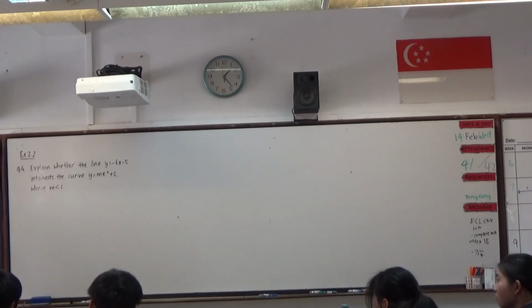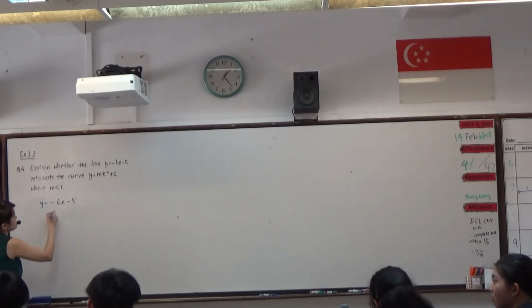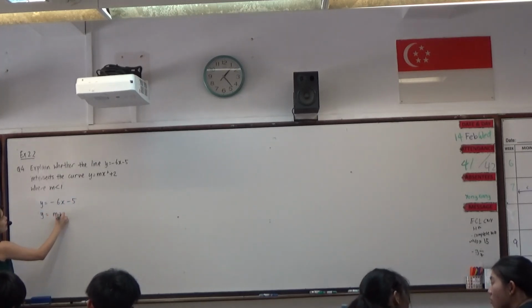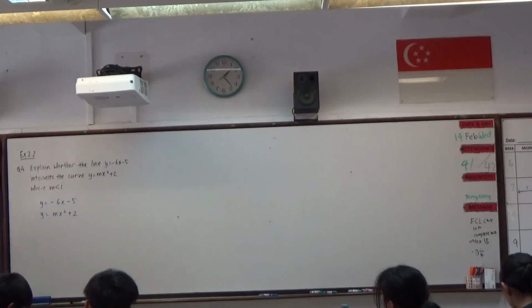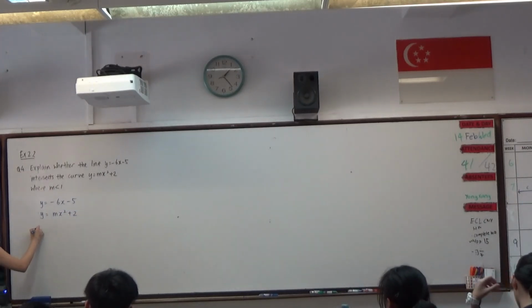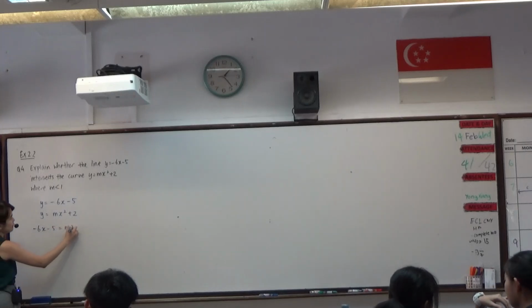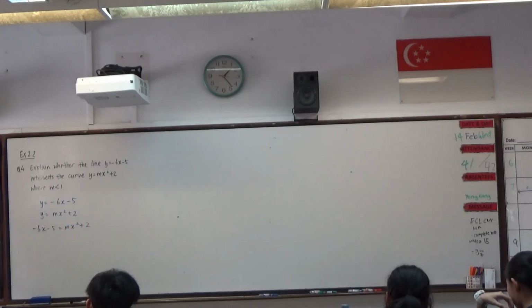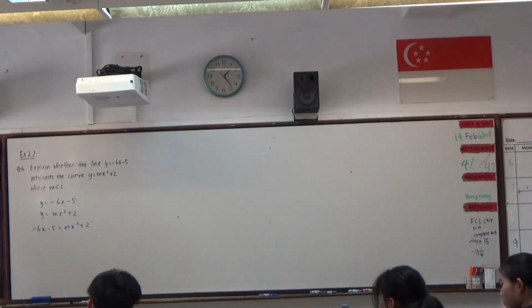With the line y equals negative 6x minus 5 and the curve y equals mx squared plus 2, to check whether there's any intersection or not, we will equate the two equations to see if there are any solutions. If there are solutions to this equation, that means there are intersections. To determine whether there are any solutions, we can just use the discriminant. We need not determine what exactly the solution is.